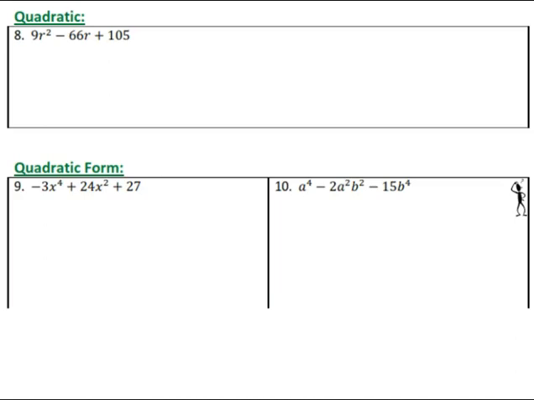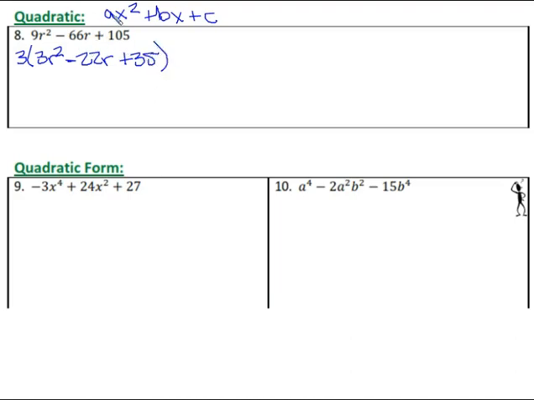Alright, so let's take a look at an example of a quadratic. These have the form of ax squared plus bx plus c, and we've been doing these so far this year, so let's take a second to review. Let's first try to take something out. Is there anything that all three of these have in common? Well, it looks like 9, 66, and 105 are all divisible by 3. So I'm initially going to factor out a 3 from everything, so I'm left with 3r squared minus 22r plus 35.